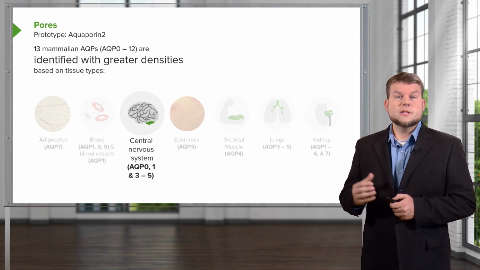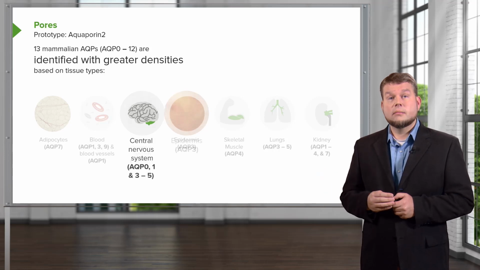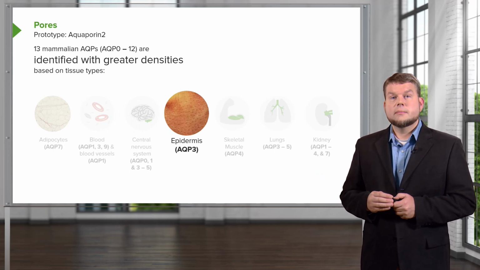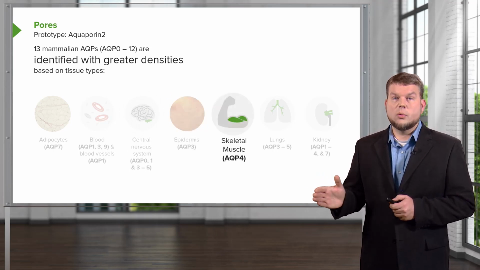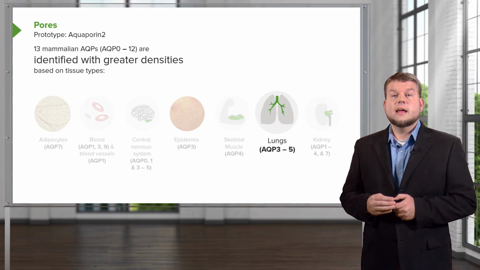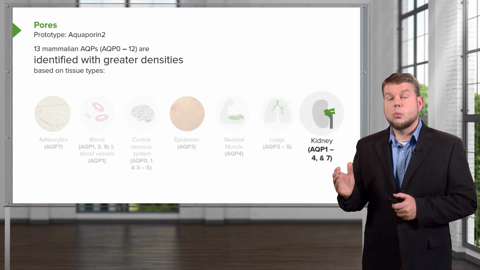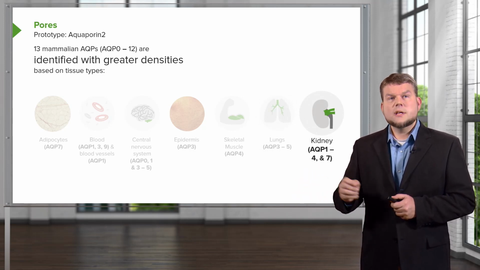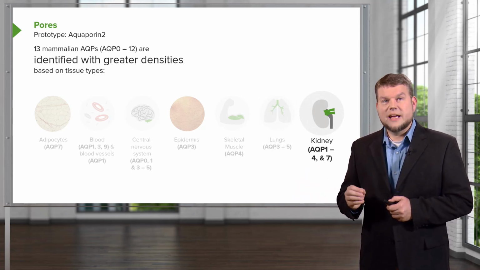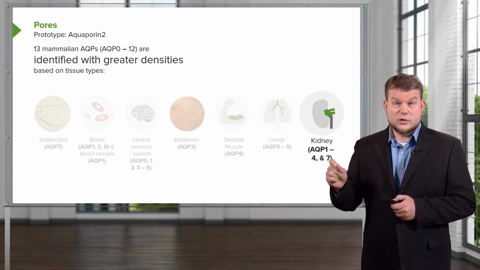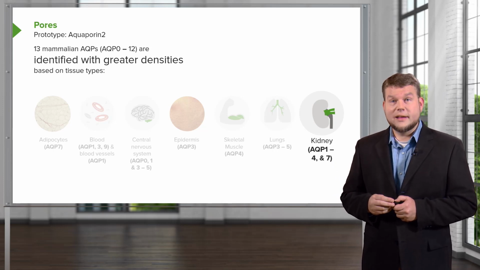The central nervous system, or brain, has 1, 3, 4, and 5. The skin has aquaporin 3. Skeletal muscle uses aquaporin 4. The lungs use 3, 4, and 5. And finally, the kidney uses 1, 2, 3, 4, and 7. We're going to spend the time in this particular pore talking about aquaporin 2, which is located primarily in the kidney.